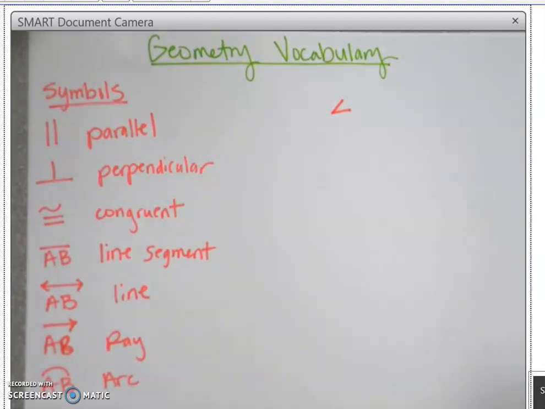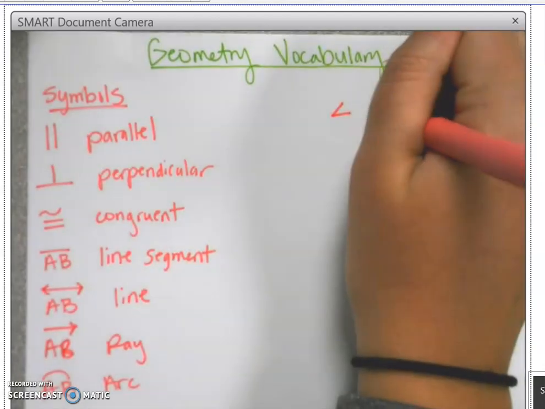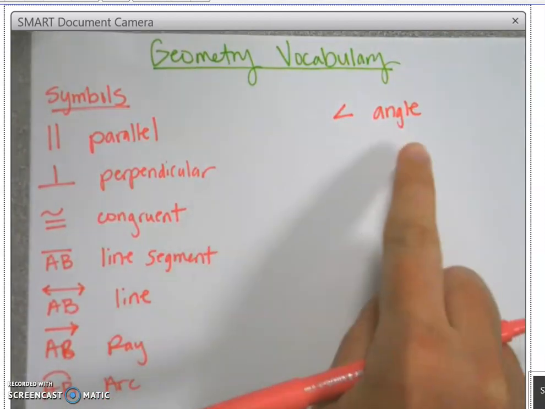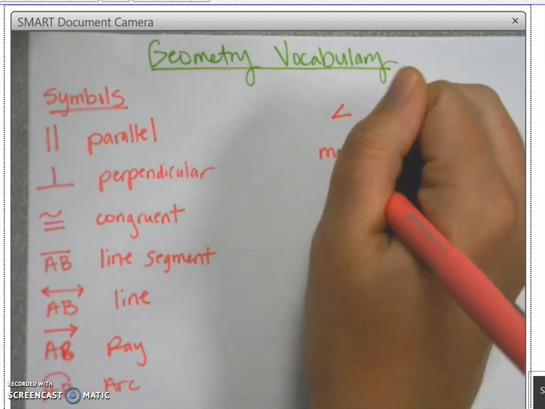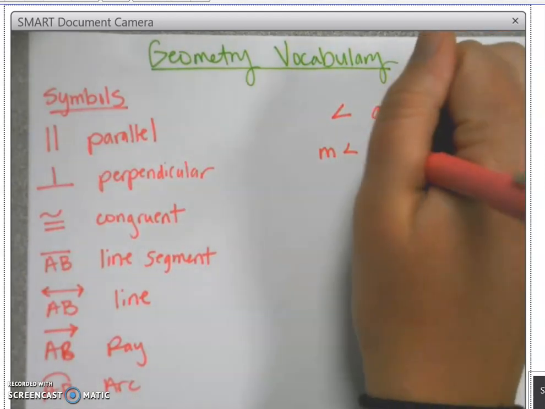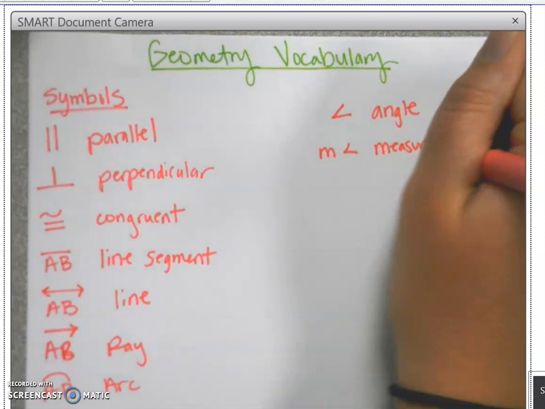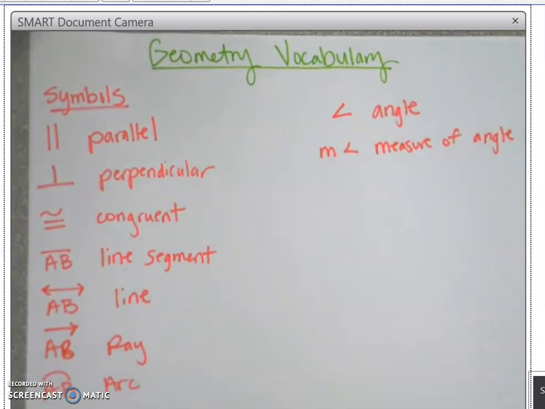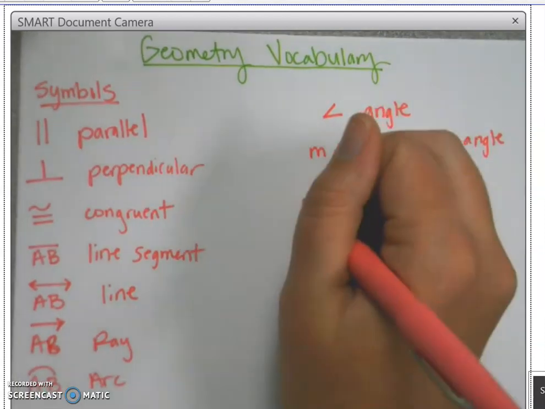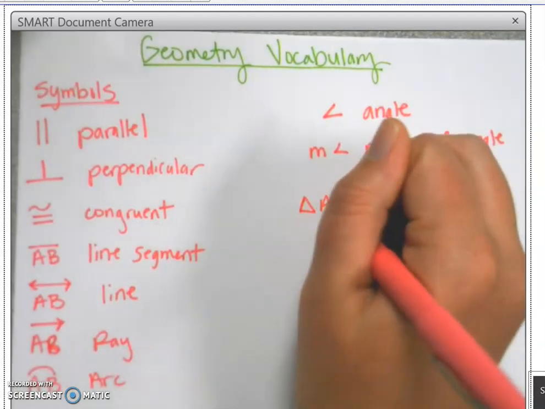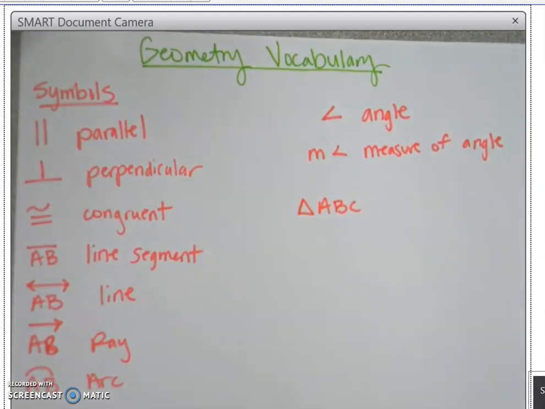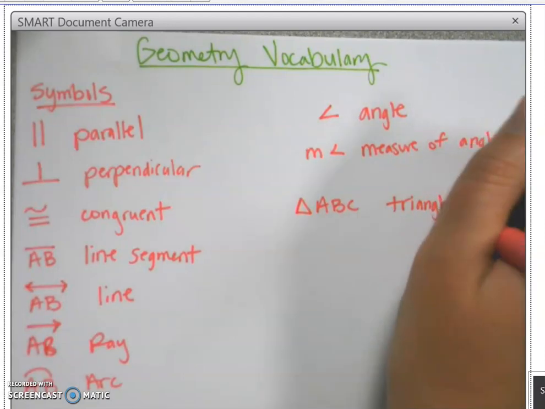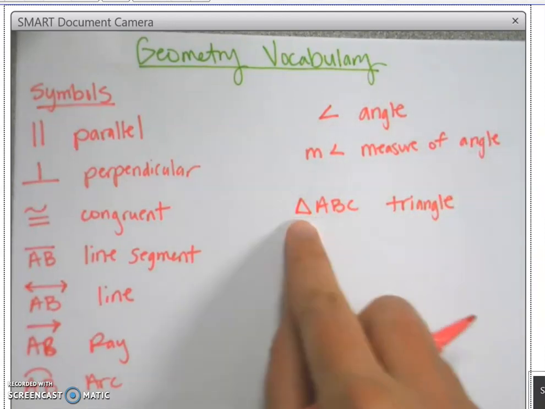This right here looks like a less than sign, but it's actually angle. So if you see something that says angle and then some letters, it's angle like ABC. If there is an M in front of it, it means measure of angle. So they might tell you the measure of your angle is 90 degrees. Anytime you have a triangle in front of some letters, 3 letters in particular, that means it is a triangle. And you name it by the letters. So this would be triangle ABC.